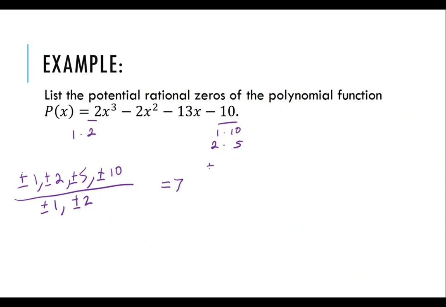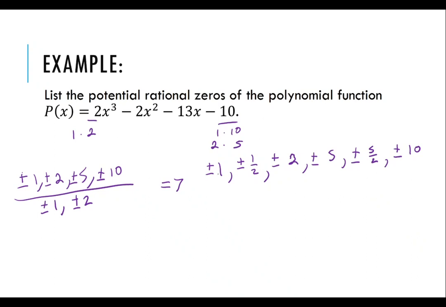That's going to give me the list of plus and minus 1 over 1, or 1, plus and minus 1 over 2, plus and minus 2 over 1, or 2, plus and minus 2 over 2, which is 1, but since we've already written it, we're not going to write it again, plus and minus 5 over 1, which is 5, plus and minus 5 over 2, then plus or minus 10 over 1, which is 10, and plus or minus 10 over 2, but that's really plus or minus 5, so we're not going to rewrite it.